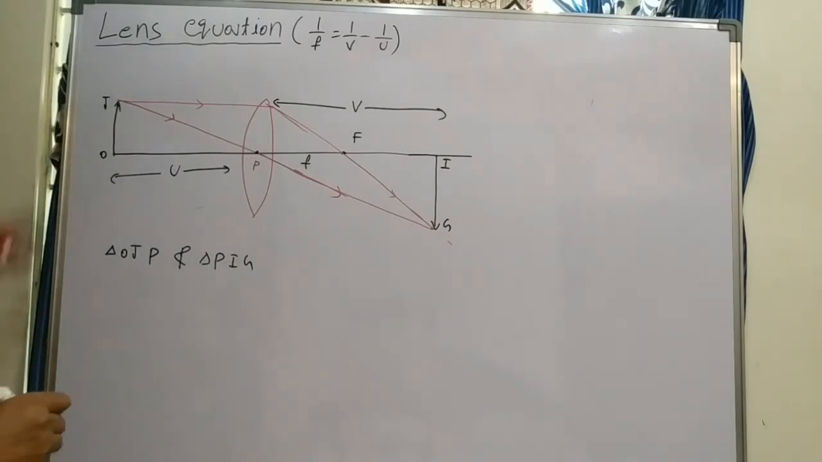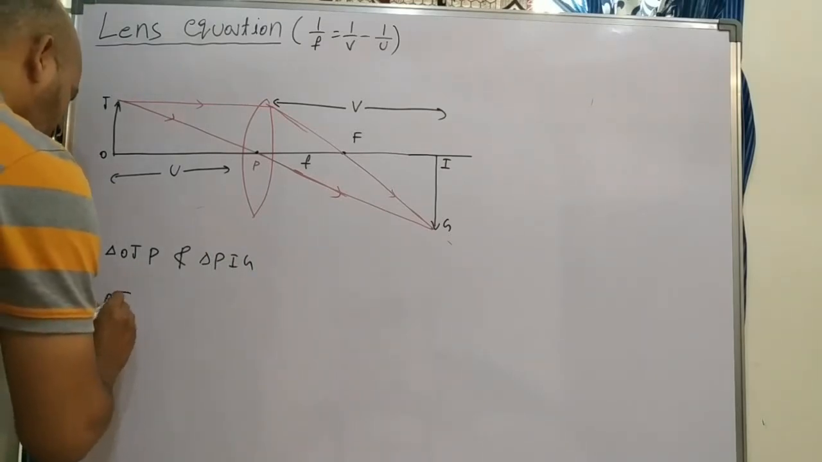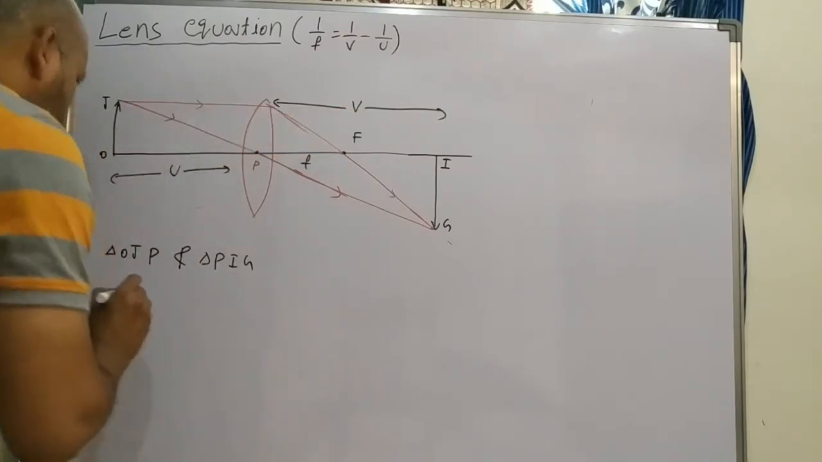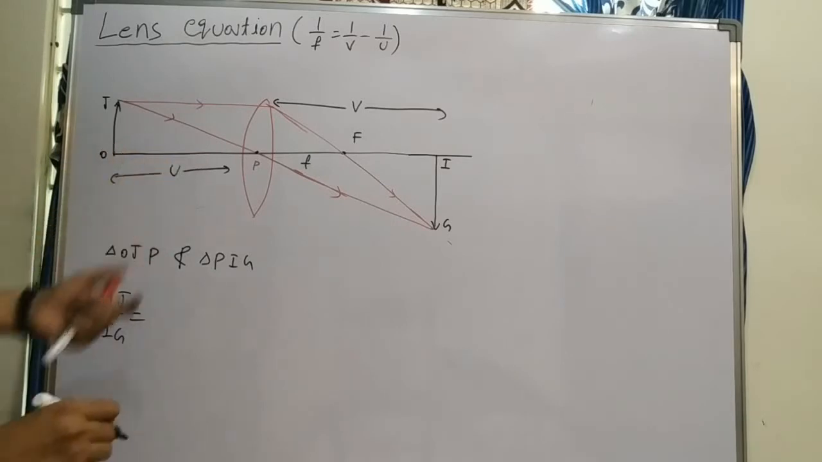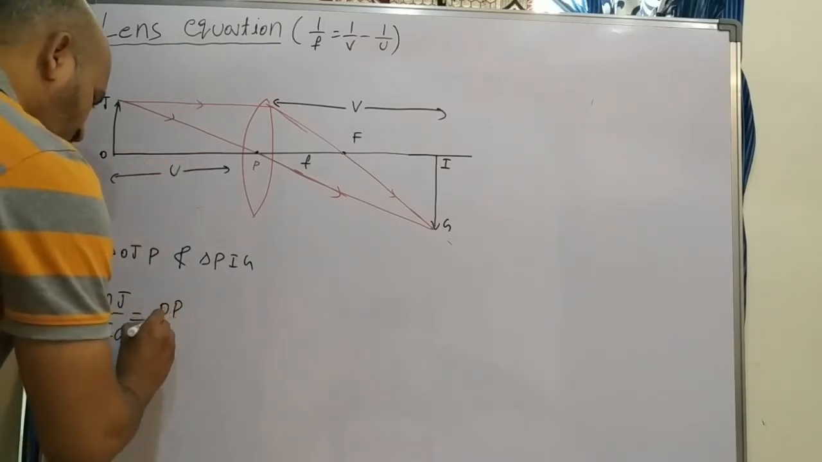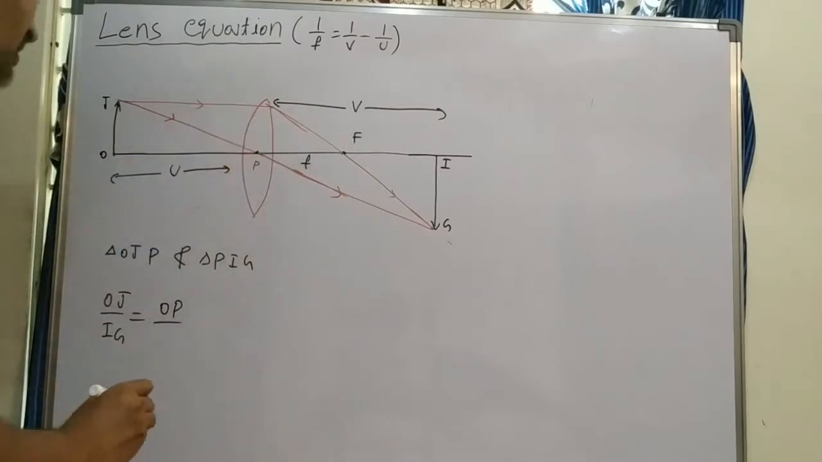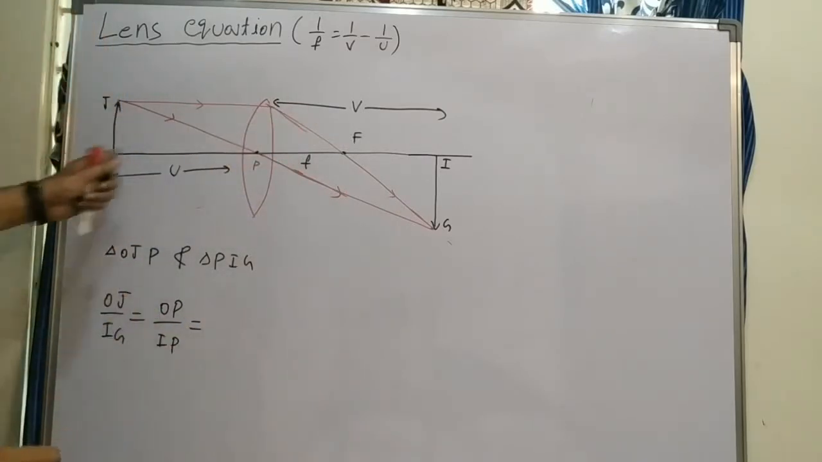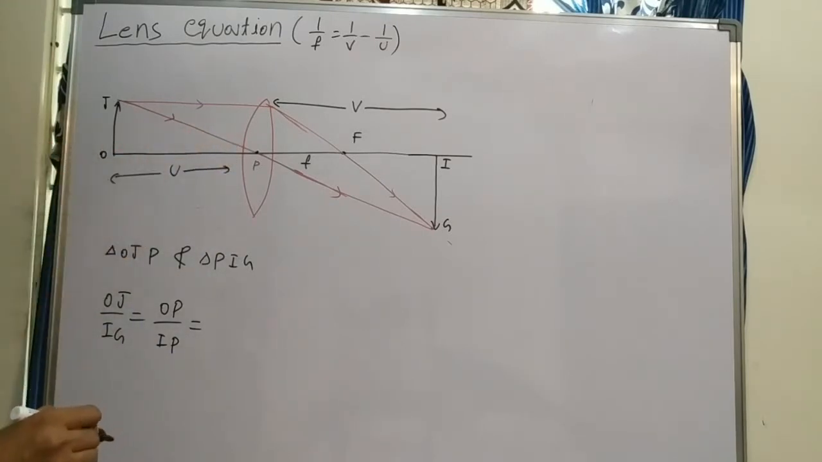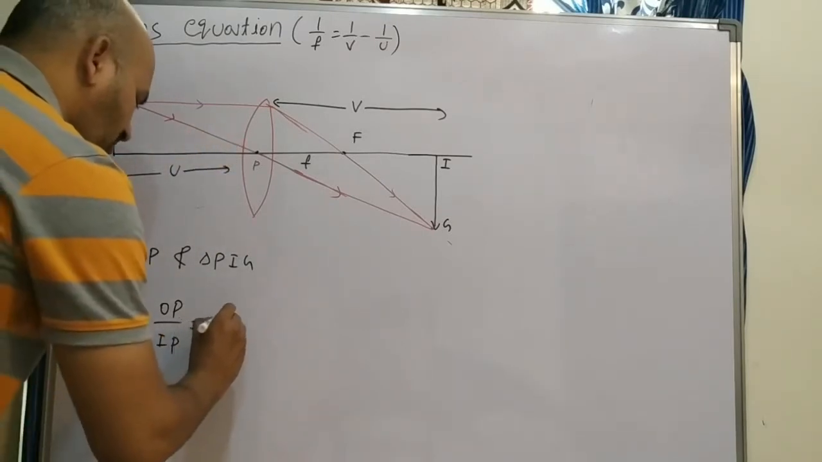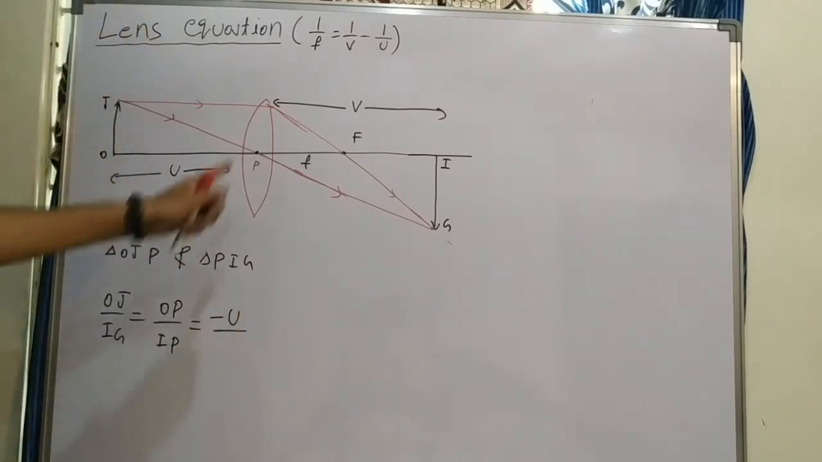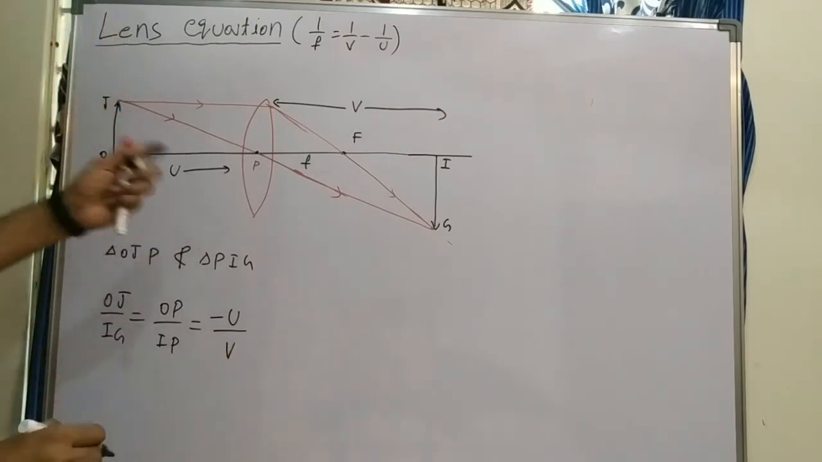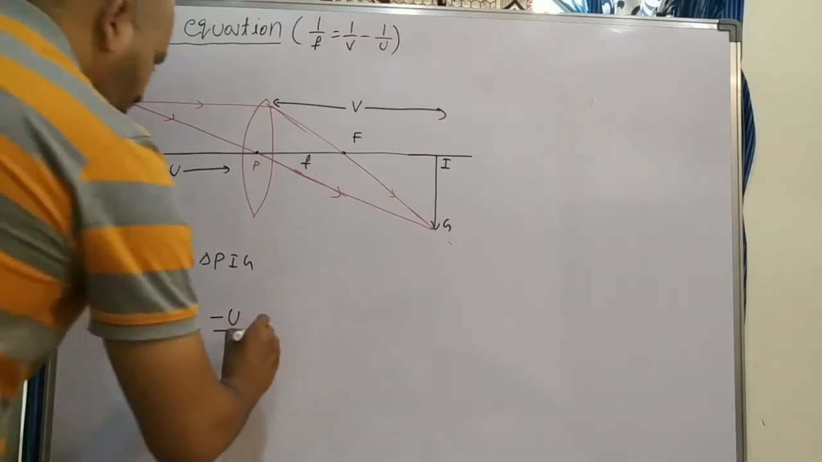So what you can write: OJ by IG is equal to, adjacent by adjacent, OP by IP. We know what OP is: the object distance, which is on the front side of the lens. Front side of the lens means you have to take minus u. IP is the distance of the image, you can take it as v. Of course, that is plus only. This gives equation number 1.